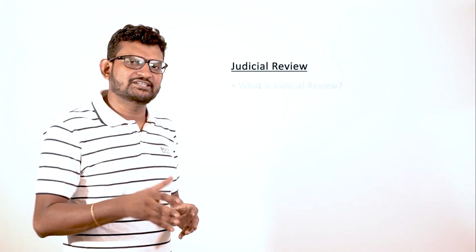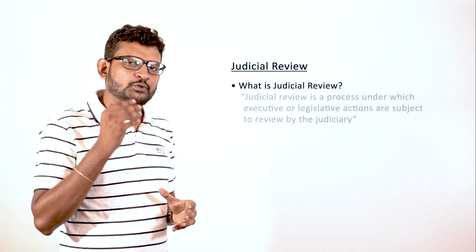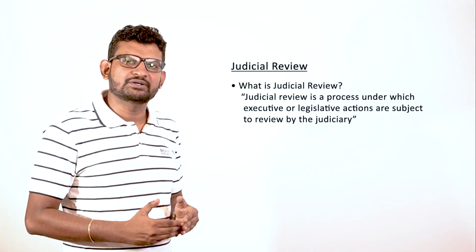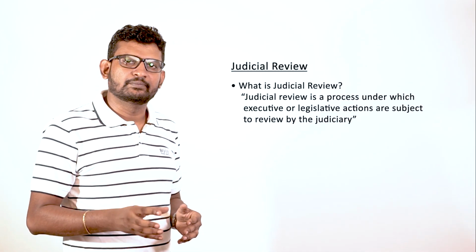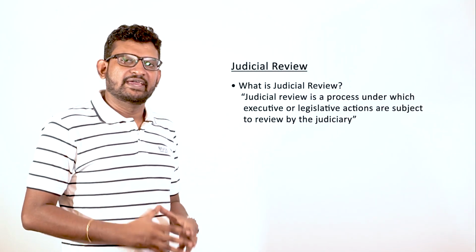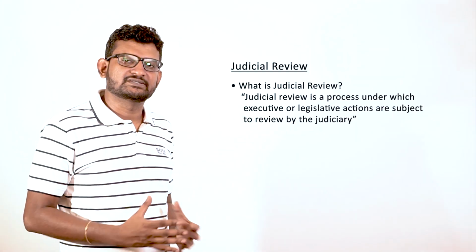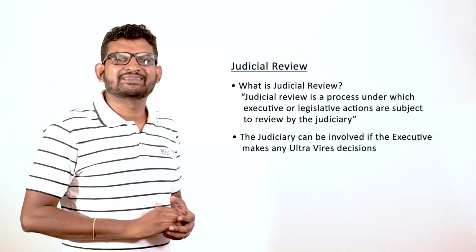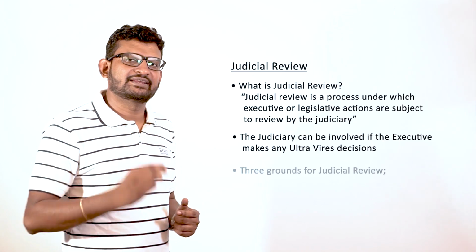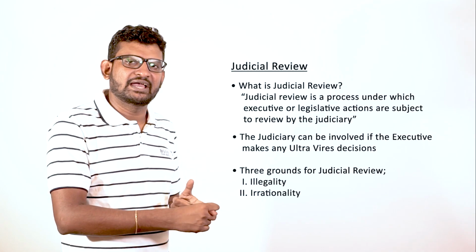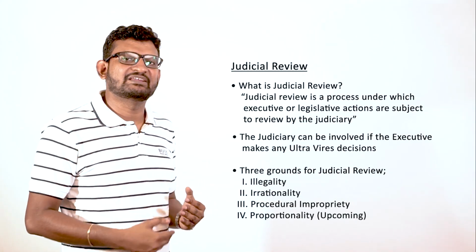Finally, a great area for the exam would be judicial review. What is judicial review? Judicial review is the judiciary keeping an eye on the executive. The executive cannot do everything they want. The executive uses your money. The executive has to stick to what is intra vires. The executive cannot go ultra vires. So if the executive acts ultra vires, the judiciary can get involved. Again, there are three grounds as per GCHQ: illegality, irrationality, and procedural impropriety, with proportionality being an upcoming ground.